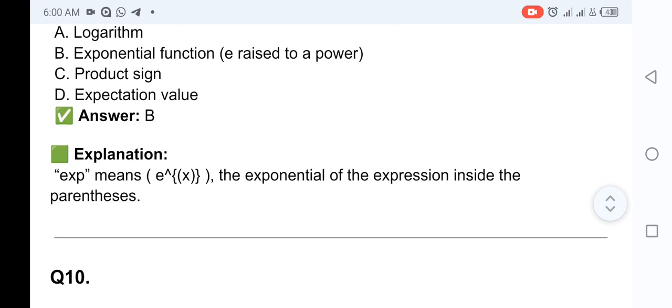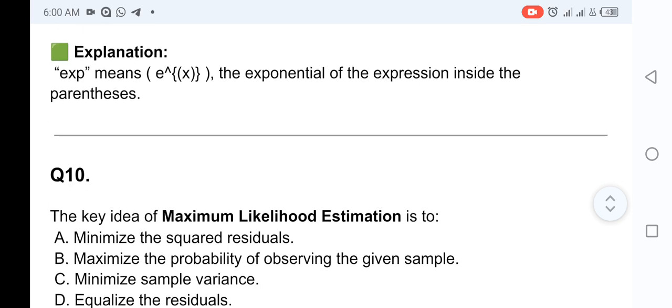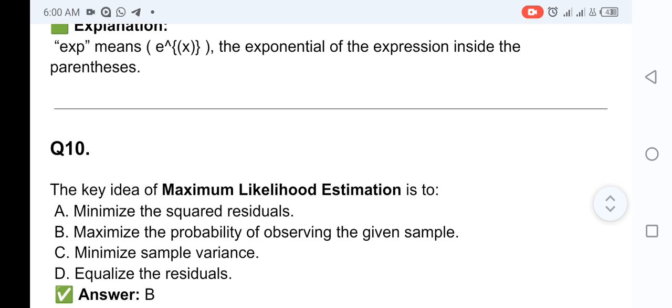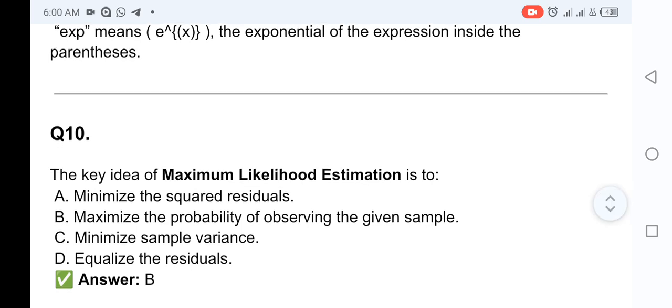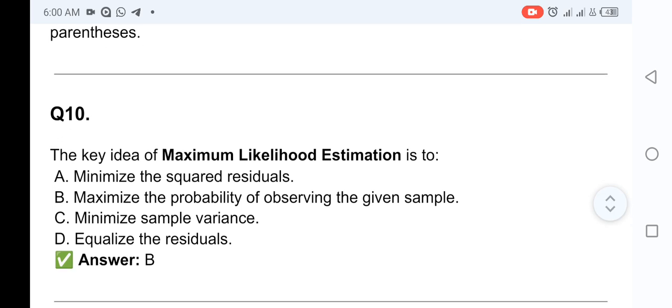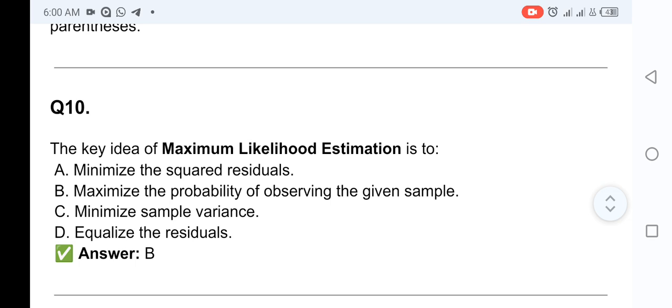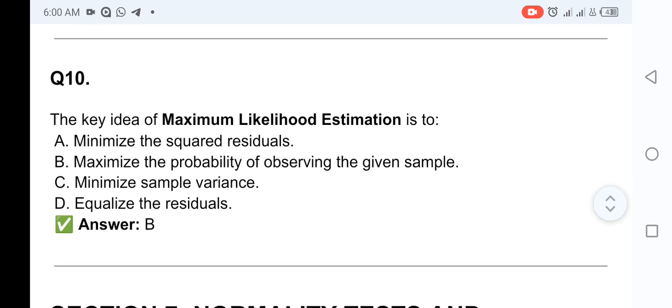Q10. The key idea of maximum likelihood estimation is to: a. minimize the squared residuals, b. maximize the probability of observing the given sample, c. minimize sample variance, d. equalize the residuals. Answer B. Section 7, Normality Tests and Diagnostics, MCQs.